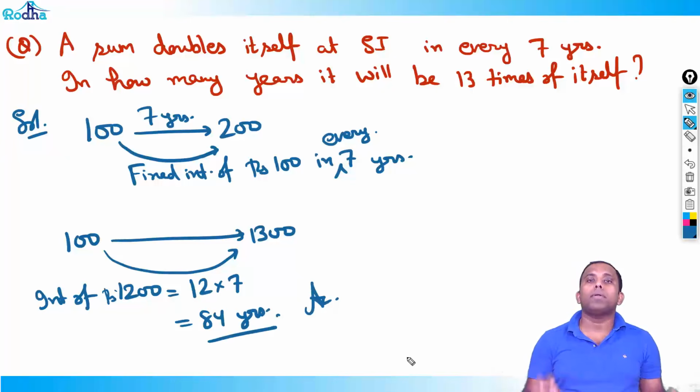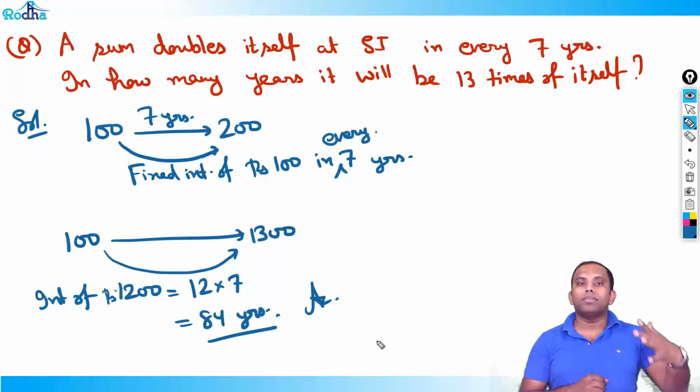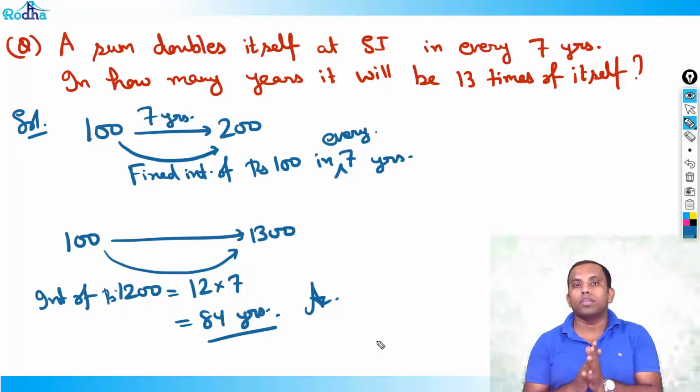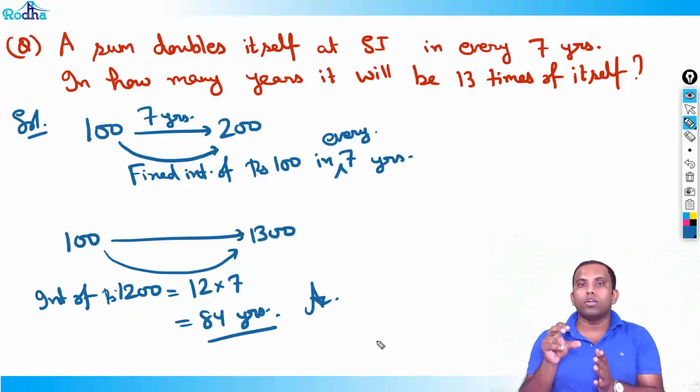You can just do it without paper and pen. A sum doubles itself at SI in every 7 years, right? That means 100 becomes 200 in 7 years. So an increment of 100 I got in 7 years. So the bank is giving me an interest of 100 rupees in 7 years.